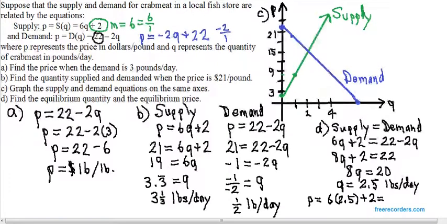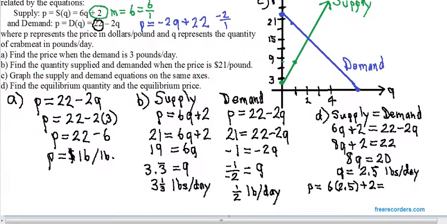Multiplication comes before addition, so first I do 6 times 2.5. That is going to give me 15. Then I add the 2 to it, and my equilibrium price is $17 per day. Now, you would have gotten the same equilibrium price if you'd taken your 2.5 and plugged it into the demand equation. 22 minus 2 times 2.5 also results in 17.